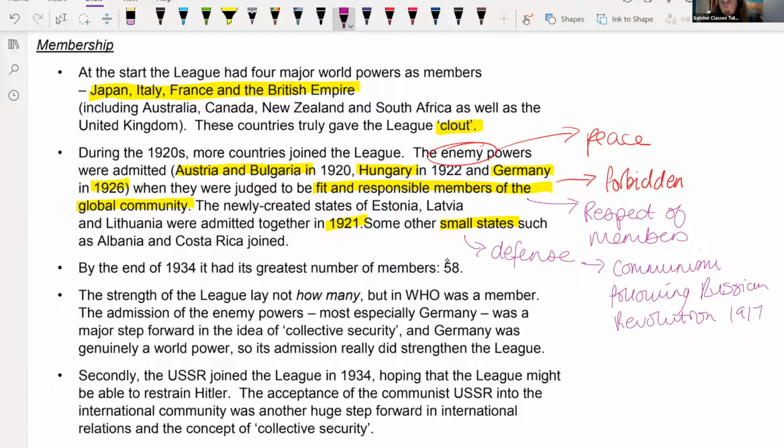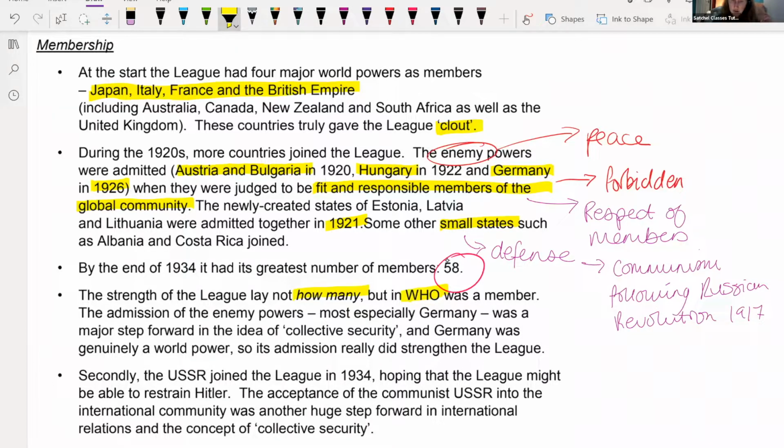Okay, so by the end of 1934, it has its greatest number of members, which is 58. Okay, so a lot of countries, if they all work together, brilliant. The strength of the League, however, lay not in how many, but who was a member.